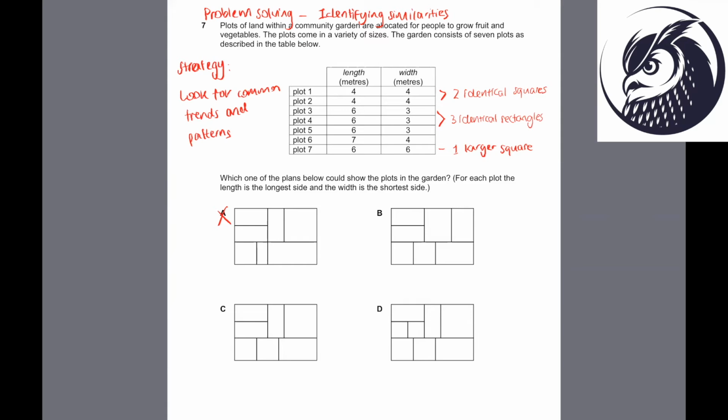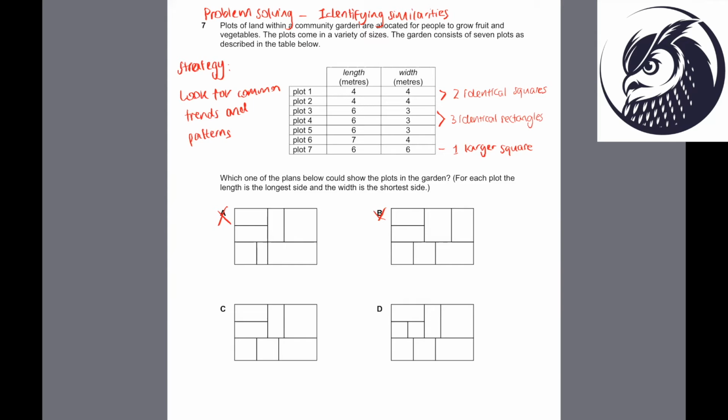So now let's look at option B. In option B, what do we notice? We notice, oh, this is a good start. We've got 2 identical squares here, okay? But where is that one larger square? You might say this one, but it's actually not a square. This is still a rectangle if you look very closely. So again, option B can't be our answer because we've only got 2 identical squares. We're missing that one larger square. So again, I'm going to cross B out.